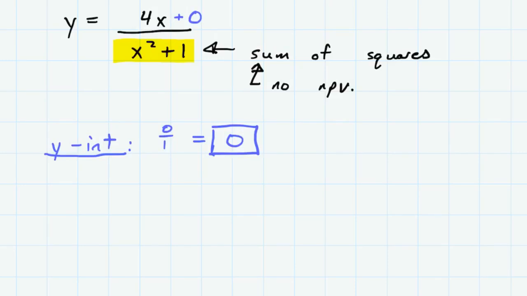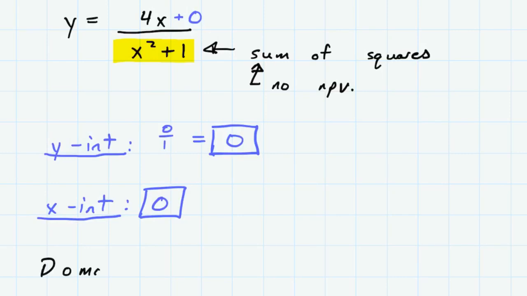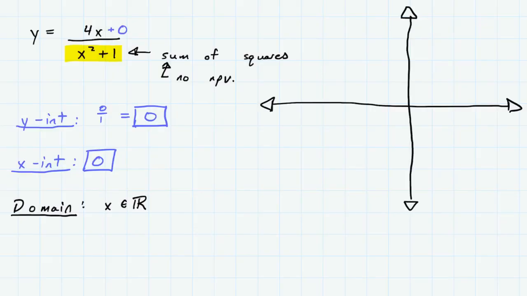All right, now the x-intercept. Well, the x-intercept is what makes the numerator equal 0. The numerator is 4x, so 4 times what number is 0? Well, 4 times 0 is 0. So that means the x-intercept is also 0. Often that's going to be the case: if the y-intercept is 0, then the x-intercept also has to be 0. And last thing to write down, because there are no non-permissible values, the domain is all real numbers.